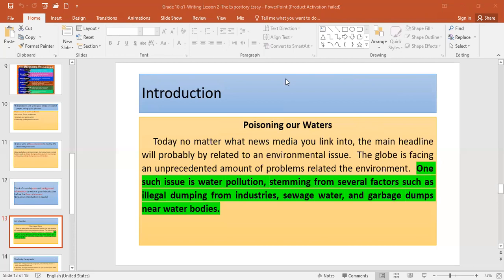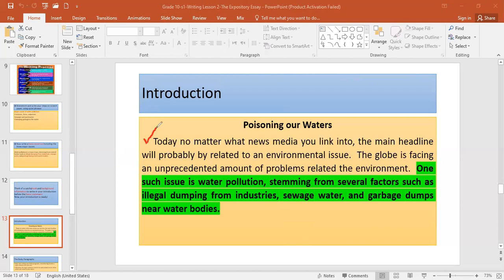Today, no matter what news media you link into, the main headline will probably be related to an environmental issue. The globe is facing an unprecedented amount of problems related to the environment. One such issue is water pollution, stemming from several factors such as illegal dumping of industry sewage water and garbage dumps near water bodies. Okay, do you notice?